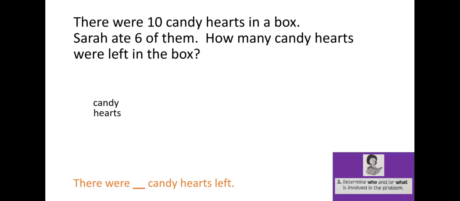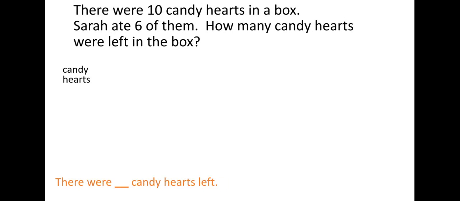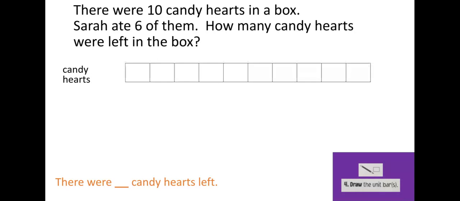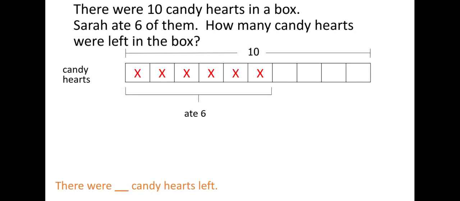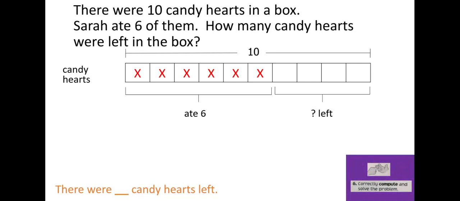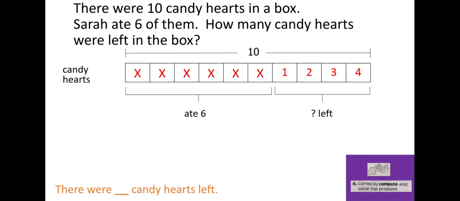Then we are going to write down what it is that we're using. We're trying to find our candy hearts. And so we're going to draw our squares to show the 10 candy hearts that were in the box. There's our 10 squares for our 10 candy hearts. She ate 6 of them, so we are going to cross out 6 of our boxes. We need to figure out how many she had left. Those are going to be our boxes that we did not cross off. So there were 4 boxes left, so there were 4 candy hearts left.